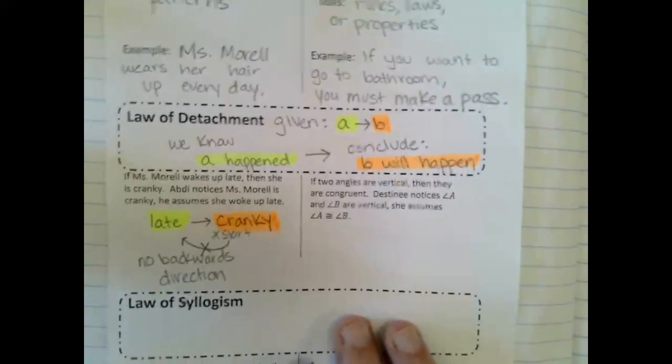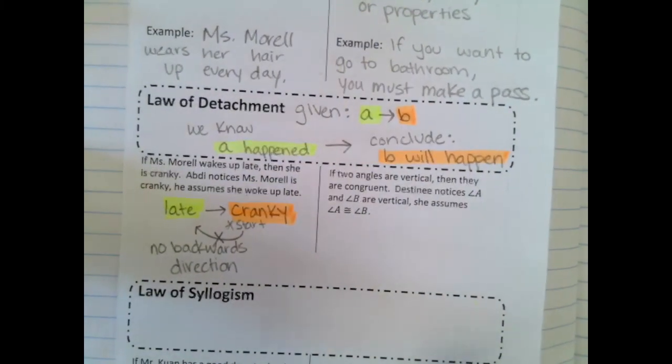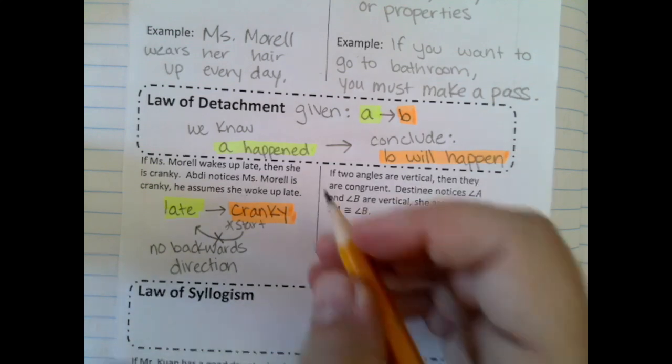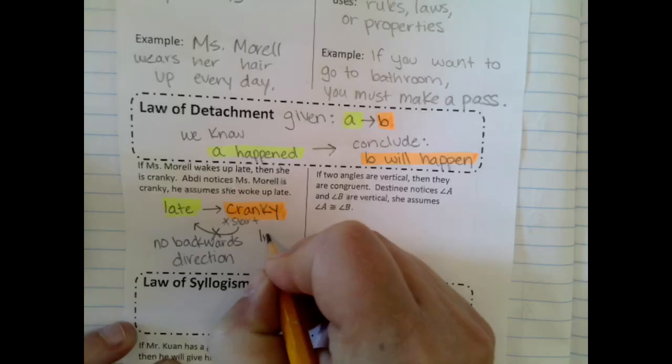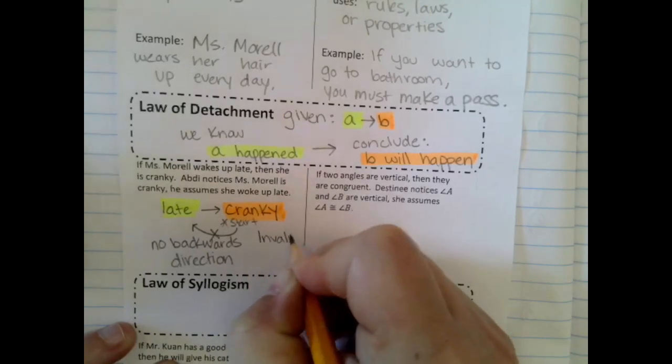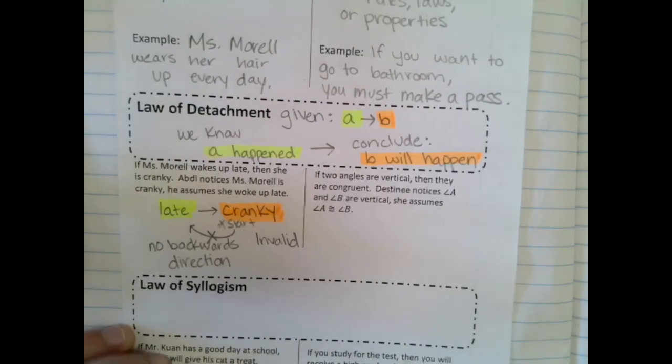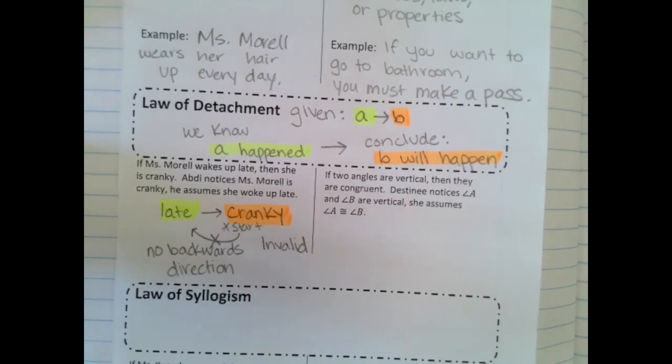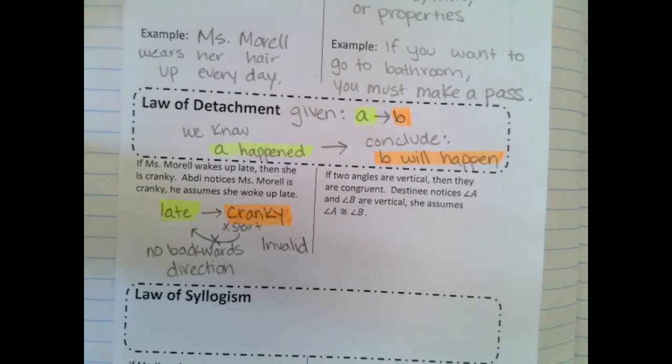Okay, just because I'm cranky doesn't mean it was because I'm late. If I was late, yes, then for sure I'm cranky. But I think it could be cranky for lots of reasons. So this one is invalid because we can't go backwards. It does not work. We can't come up with that. It's possible it's because I woke up late. But why else might I be cranky?